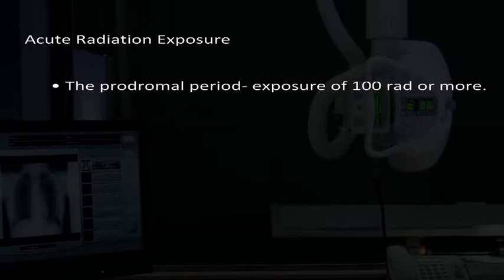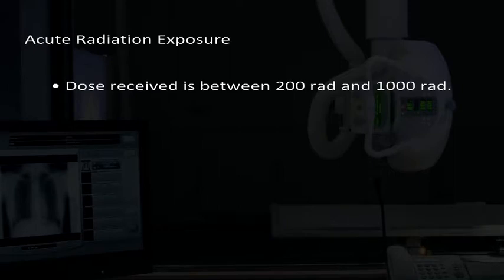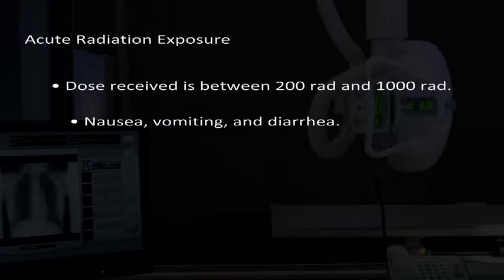The severity of the effects of acute radiation exposure follows a documented pattern of symptoms based upon the dose received. The prodromal period, directly after exposure of 100 rad or more, is characterized by nausea, vomiting, and diarrhea. This period may be followed by a latent period in which the exposed person does not show any outward symptoms. If the dose received is between 200 rad and 1000 rad, manifest illness begins with a return of the nausea, vomiting, and diarrhea and includes cell count changes in the blood.